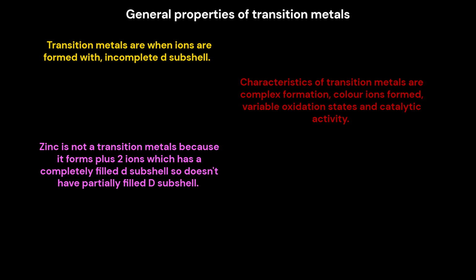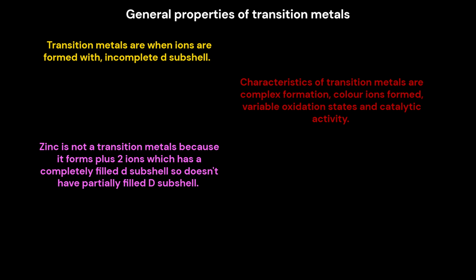Transition metals. General properties of transition metals. Transition metals are metals that form ions with an incomplete d subshell. Characteristics of transition metals are complex formation, colored ions, variable oxidation states, and catalytic activity.